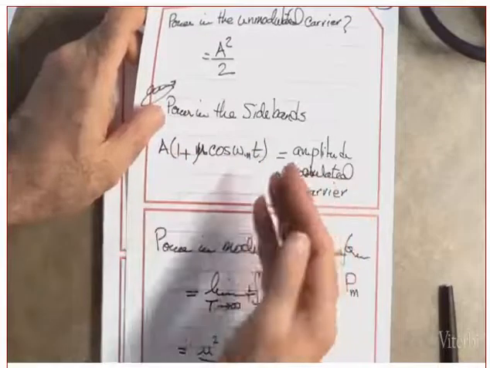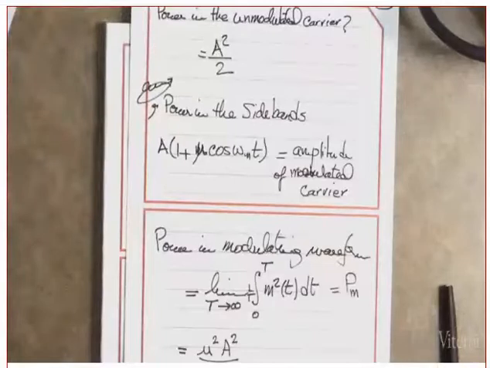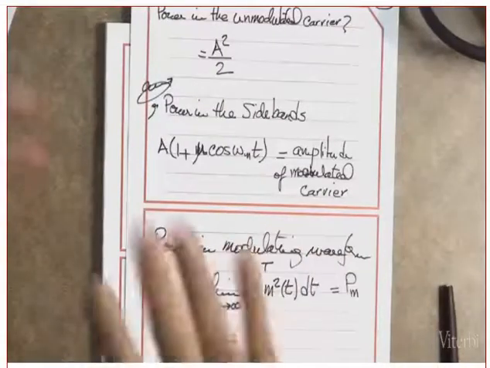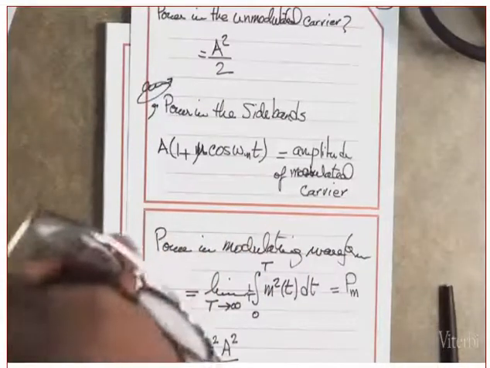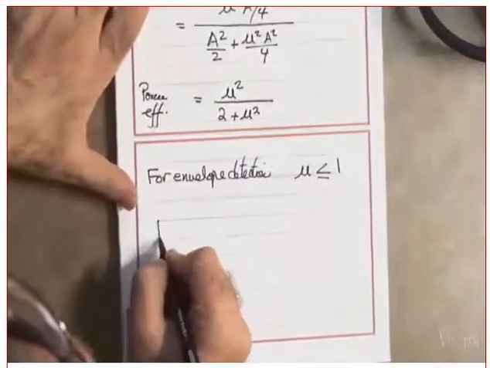But I just told you a moment ago that you want the envelope to be all positive, so that the envelope is above the x-axis. Did you get this or not? Okay. So the condition for that is that mu has to be less than, which means what?